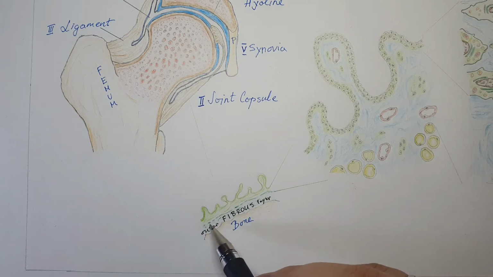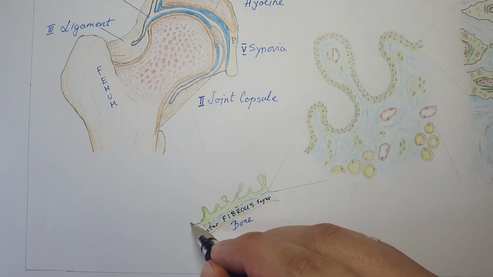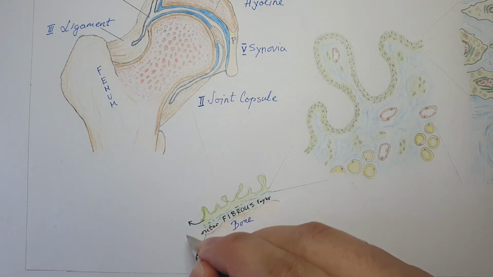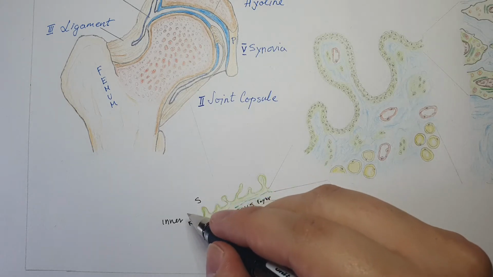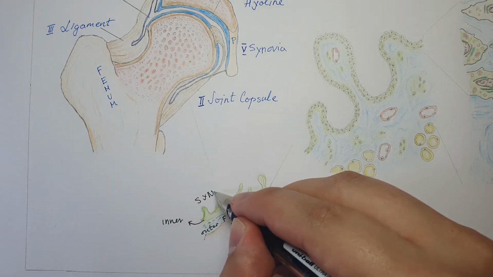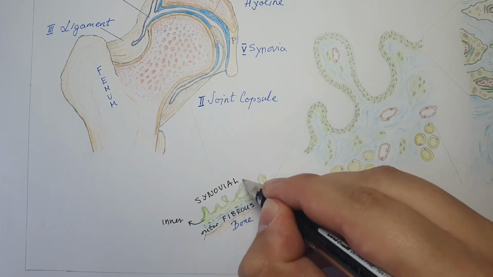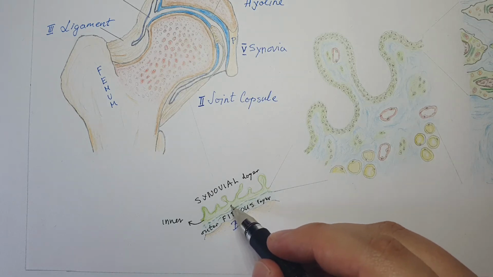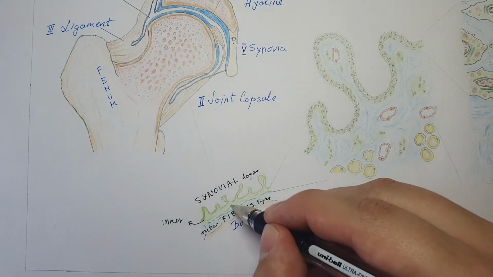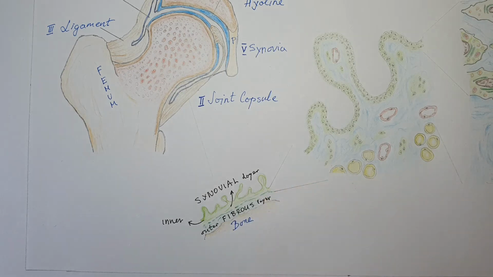But the important layer is this layer. This is the inner layer or the synovial layer. This layer is the secreting layer because it plays an important part in secreting synovial fluid. And synovial fluid is essential for synovial joints, obviously, as the name states.